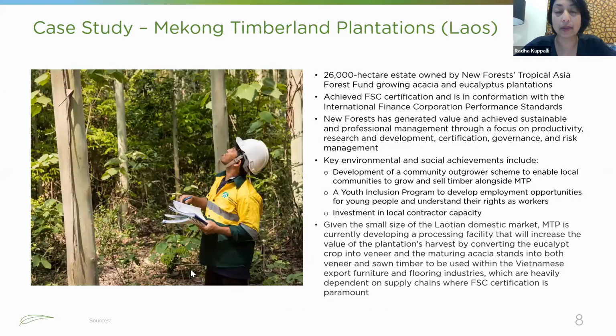In Laos, so we also operate in Southeast Asia, we're also looking at an integrated supply chain. We've achieved FSC certification and IFC performance standard certification on our mixed acacia eucalyptus plantation in Laos. We've also had key environmental and social achievements, including looking at community engagement, working with youth in the area to develop employment opportunities, developing the local contractor capacity.